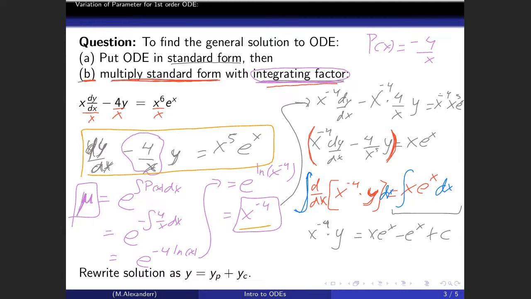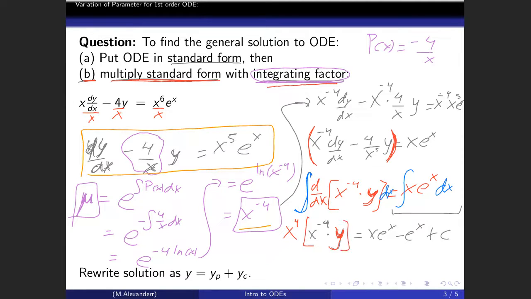All right, so now what are we looking for? Remember that in a differential equation problem, we're looking for the function y, and so we need to get the y by itself here. And so all we have to do is multiply everywhere by x to the +4.